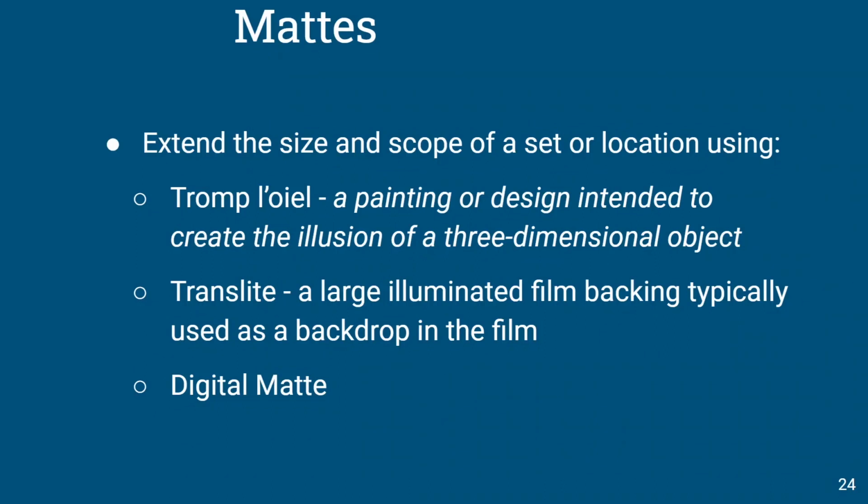So Hollywood has implemented trompe l'oeil, this painting design intended to create the illusion of a three-dimensional object or space. So you might see that outside of windows, let's say, or a hillside in Lord of the Rings, something that gives this sense of three-dimensional space to it. And then there's things like Translite, which is an illuminated film backing, typically used as a backdrop. So just different ways of creating this sense of space that can be kind of cheated.